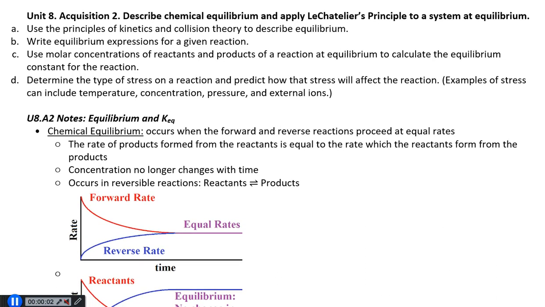Hey guys, so today we're going to start Unit 8 Acquisition 2, which is describe chemical equilibrium and apply Le Chatelier's principle to a system at equilibrium. A few things that you should be able to do for this acquisition. First, use the principles of kinetics and collision theory to describe equilibrium. Write equilibrium expressions for a given reaction. Use molar concentrations of reactants and products of a reaction at equilibrium to calculate the equilibrium constant for the reaction. So we're going to focus on A, B, and C today. Later this week we will determine the type of stress on a reaction and predict how that stress will affect the reaction.